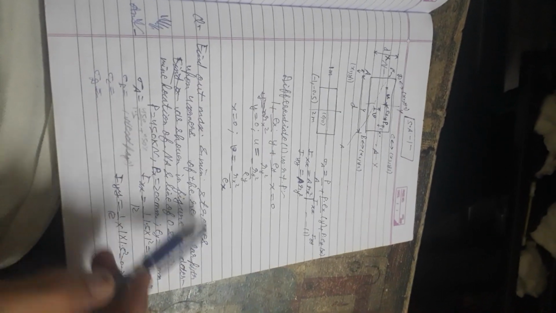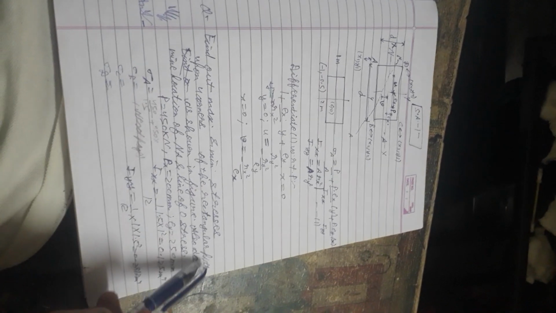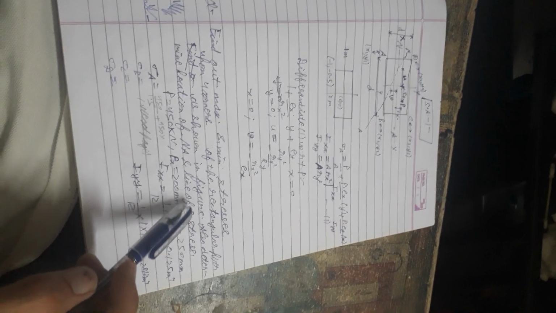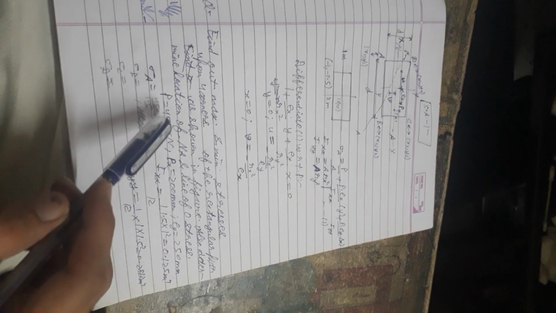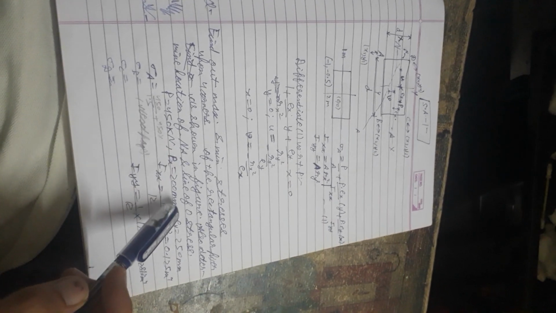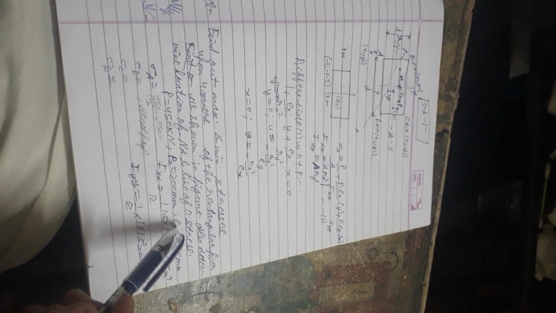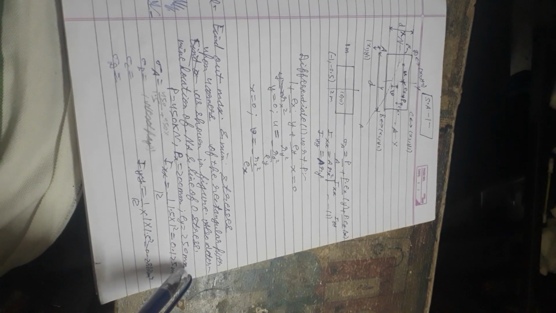Find out maximum and minimum stresses upon four corners of the rectangular pier as shown in the figure. Also determine location of NA and line of zero stress. P is equal to 450 kN. EX is equal to 200 mm. EY is equal to 250 mm.